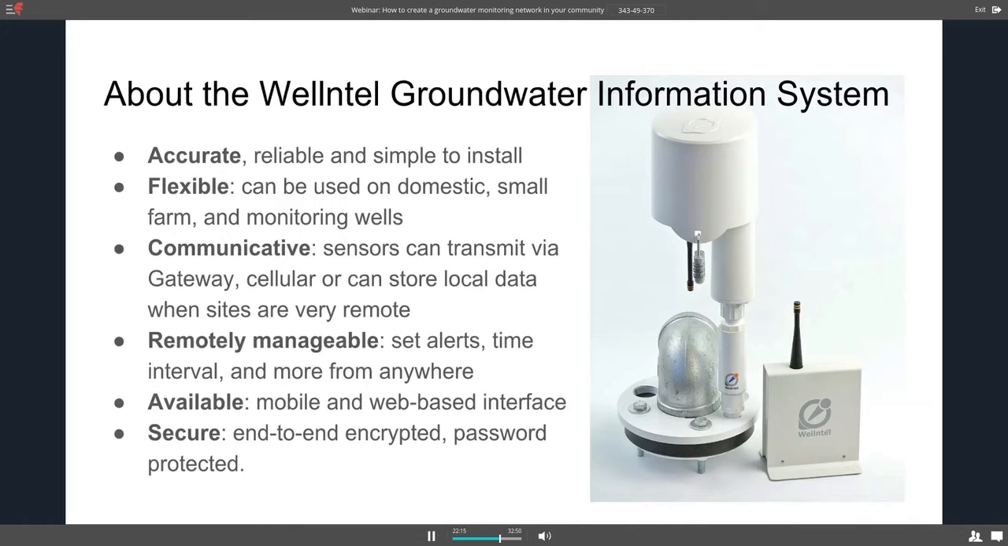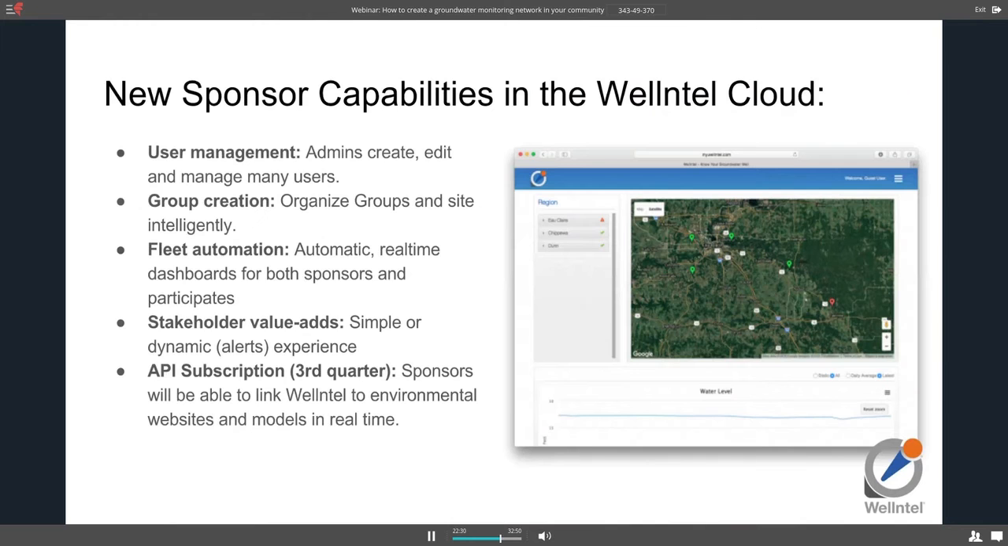And one of the most important characteristics of the system is that it needs to be secure. And so this is essentially a military-grade instrument at a consumer price. It's end-to-end encrypted and password protected, and the only people that have access to the data are the sponsors and the participants in the program.